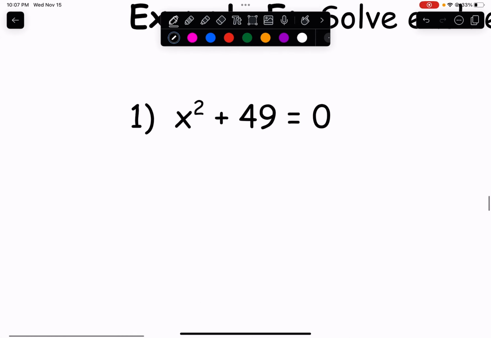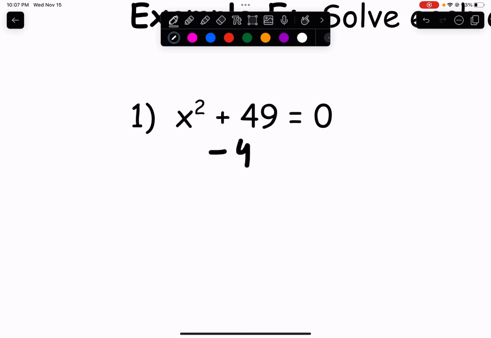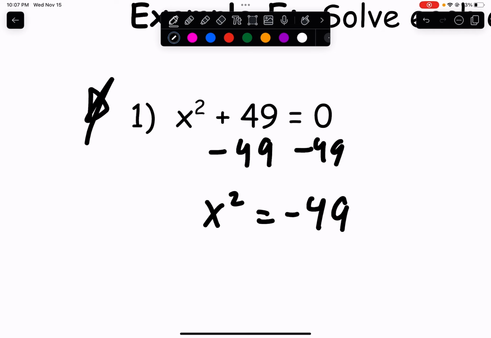All right, this one here. Again, we need to isolate the x squared, subtract 49 from both sides. Go ahead, tell me what the imaginary solutions to this equation would be.